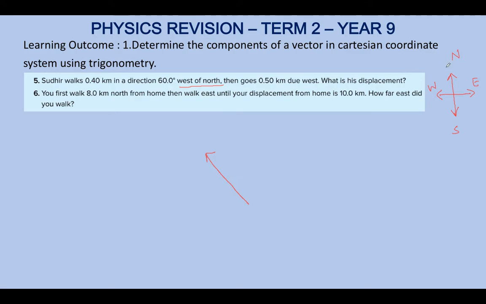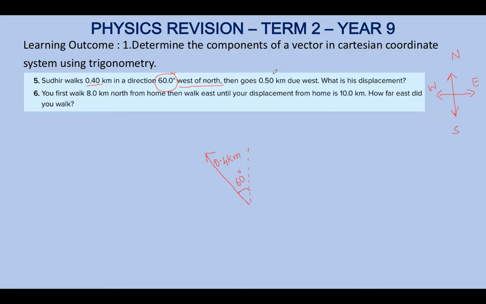So it comes in this area, correct? North and west. So the angle they have given is west of north, so you take it from north. So this angle is 60 degrees and the magnitude that he walks is 0.4 kilometers. So that's your first statement.